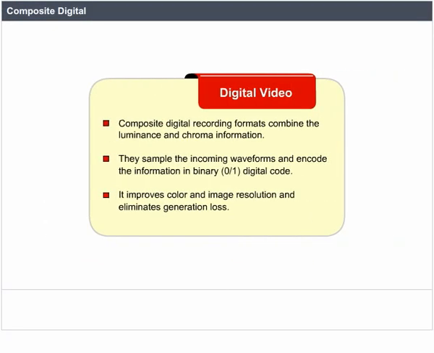Composite digital. Composite digital recording formats combine the luminance and chroma information. They sample the incoming waveforms and encode the information in binary 0, 1 digital code. It improves color and image resolution and eliminates generation loss.